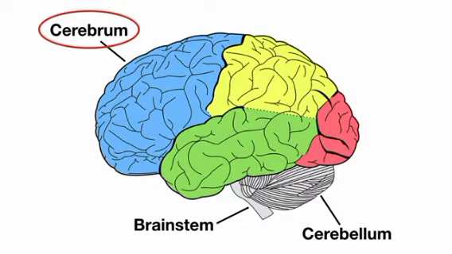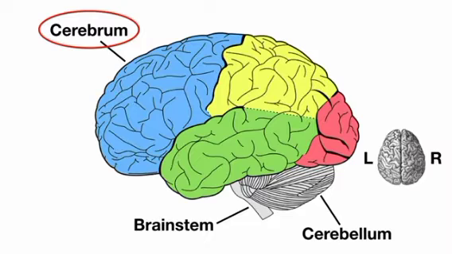The cerebrum is the largest part of the brain, and it's divided into the right and left hemisphere. The deep groove that divides the two hemispheres is known as the longitudinal fissure. And the two hemispheres are connected by what's called the Corpus Callosum, and this is how the two hemispheres can interact and communicate with each other. We'll see some more pictures of the Corpus Callosum later on in this video.